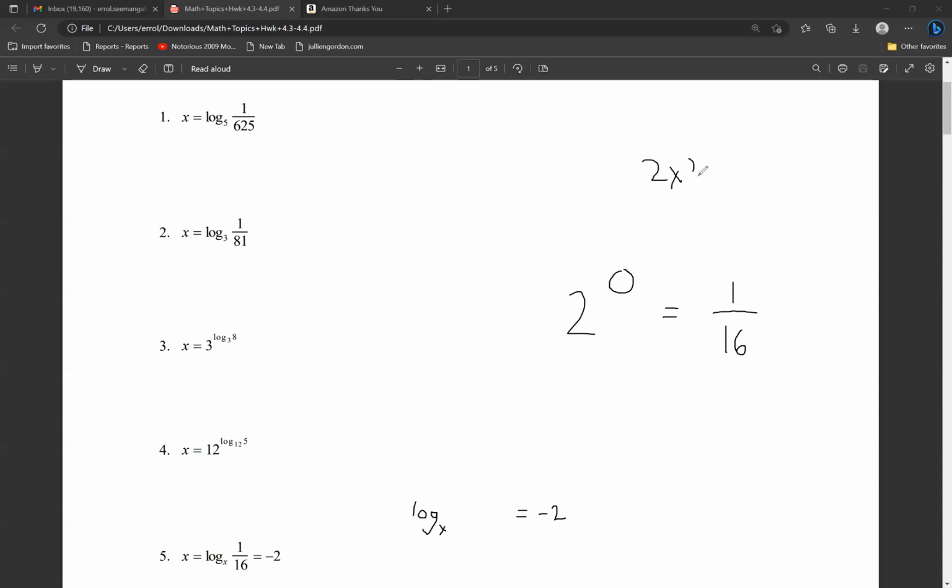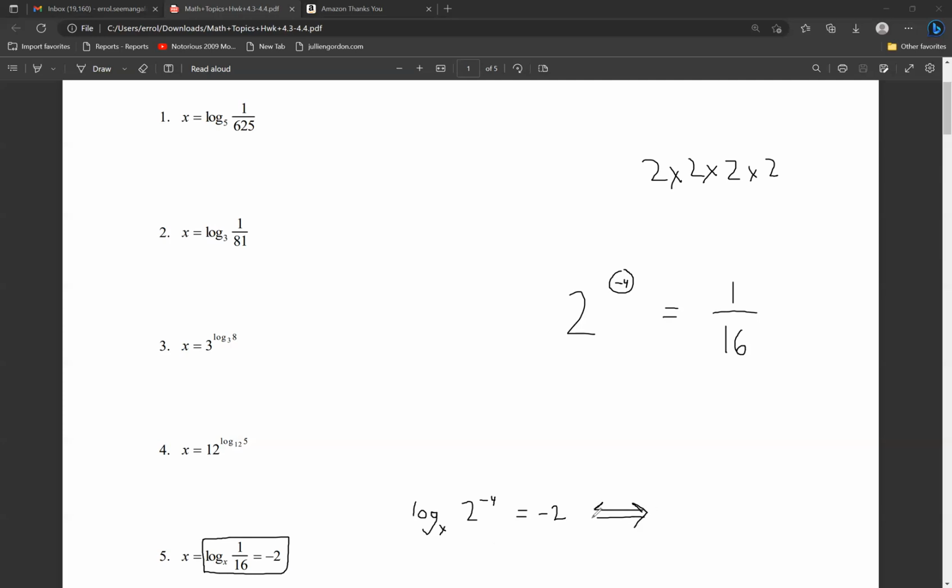2 times 2 is 4, times 2 there's your 8, there's your 16, right? But remember, it's 1 over 16, so it's going to be negative 4. So let's rewrite that as 2 to the negative 4. All we did was rewrite the 1 over 16 as 2 to the negative 4.